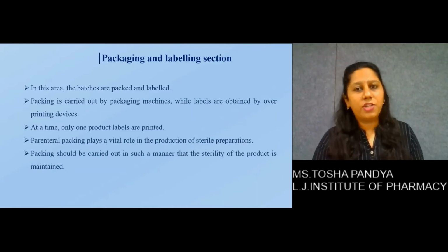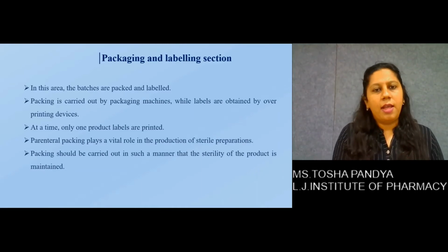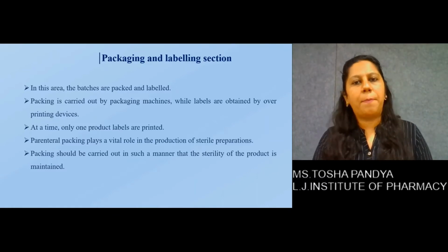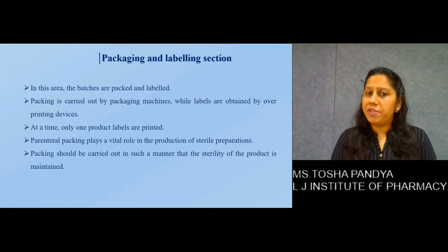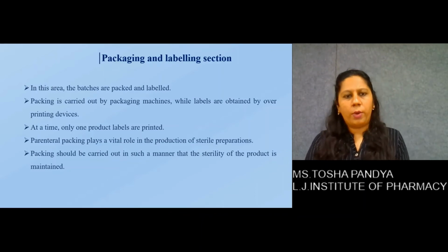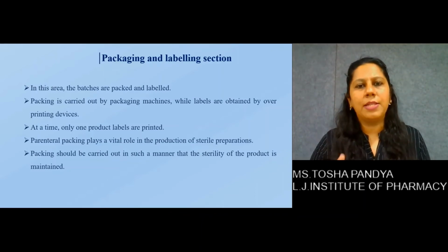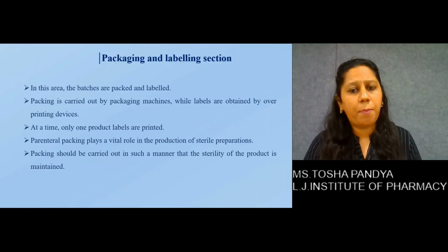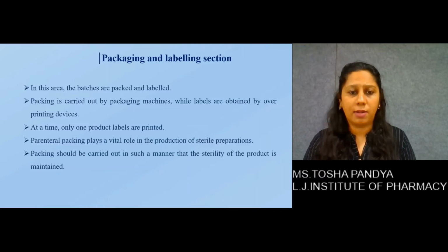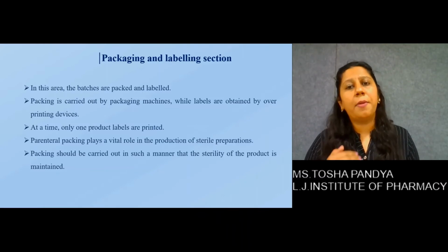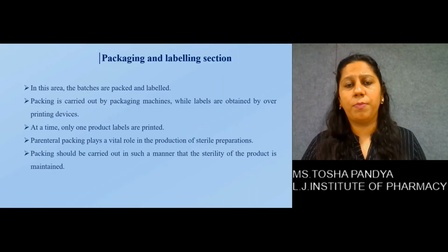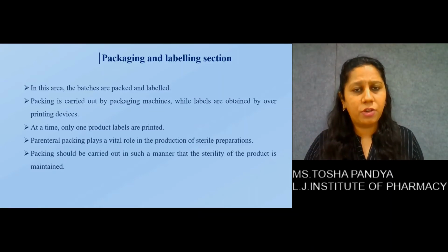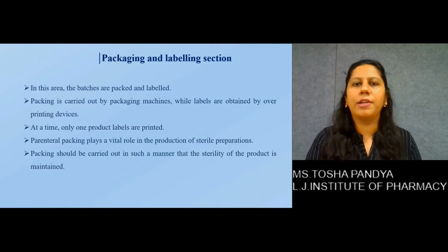Then is the packaging and labeling section. What is done here? The finished products are packed and labeled in this area, which is done by the packaging machines. Only one product's labels are printed at a time. The parenteral packaging, as we know, plays a very important role in the production of sterile products. So the packaging and labeling should be done in a manner to prevent any contamination, or you can say to preserve the sterility of the product.